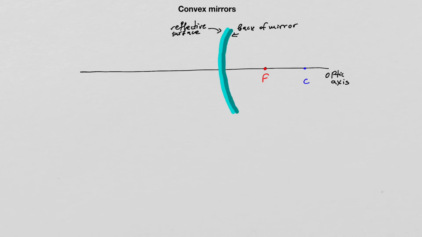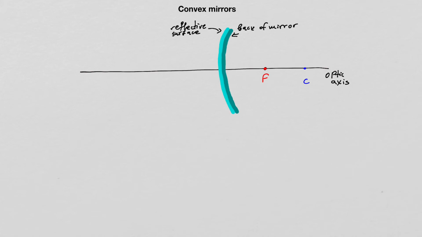Now let's discuss the image formation by convex mirrors. First, a little bit about the anatomy of a convex mirror. So here is the convex mirror. The back of the mirror is non-reflective. The front of the mirror is reflective. This is the imaginary optic axis.